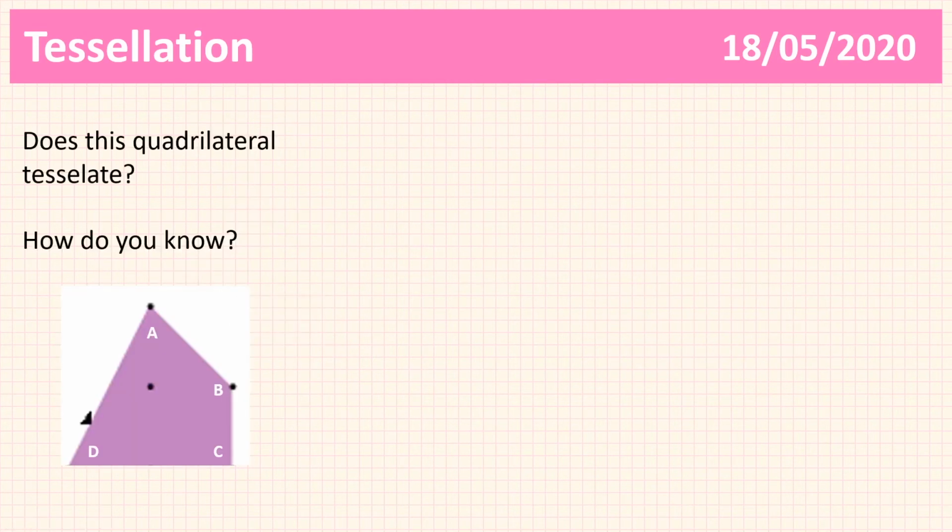Now, if you understand this fact, we can look at some questions and see how we can apply it. So here's an irregular shape. This is an irregular quadrilateral, and we want to check if this irregular quadrilateral tessellates or not, and if it does, how? So you can pause the video, have a think. Do you think this will tessellate or not? And then I'll show you why it does or it doesn't.